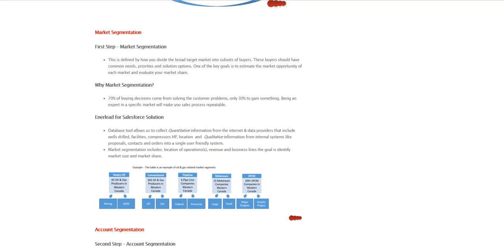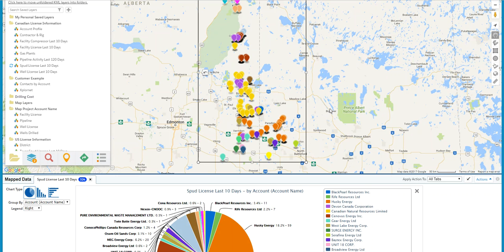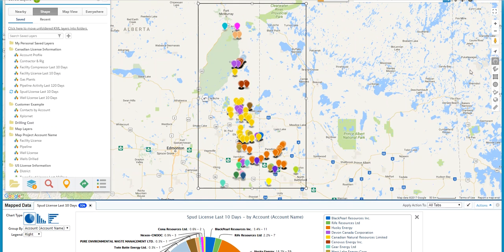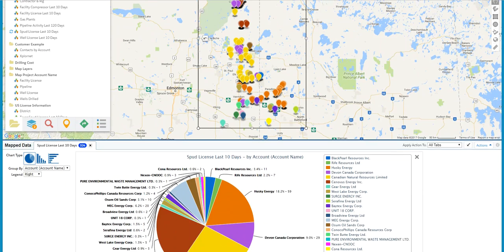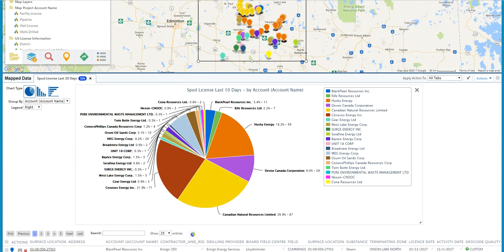It's the idea of focusing on a list of accounts and going deep and wide within those accounts. The first step to account-based selling involves market segmentation. So let's assume that I've got some equipment up in the Fort McMurray region or in the Lloydminster region. Using some of the well data, I can build a square and say, okay, show me everybody that has been drilling wells in the last 60 days, or whatever time frame we want.